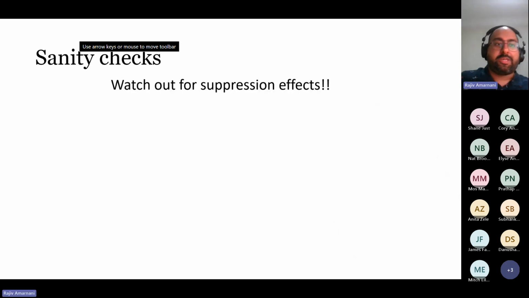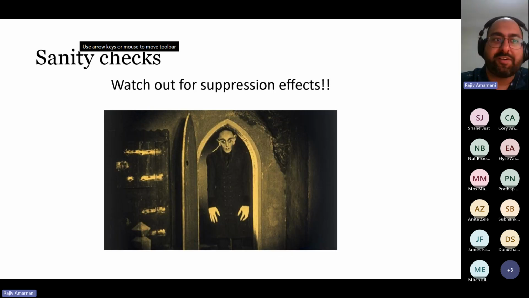And then the boogeyman, the cause of maybe the most tears working on the project, Nosferatu himself, the suppression effect. This is what happens when you have very, very concerning multicollinearity. You run your regression model and you come to me and you say, Raj, this predictor is supposed to be really important, a positive predictor of my outcome, but it's negative. The sign is all wrong.